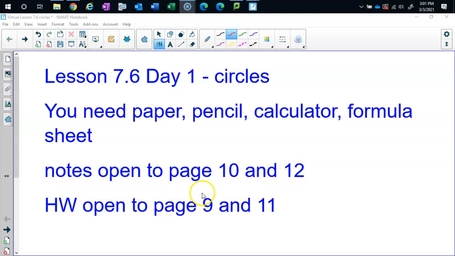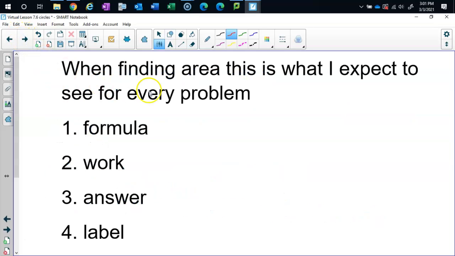And your homework is going to be on 9 and 11, and we're only going to do a few problems on those pages. And then we are also going to do some on paper when we get to the classwork. All right, the other thing that you need to have on your desk is this paper. It reminds you what you should be doing for every single problem. Formula, work, answer, label. Okay, guys, that needs to be on your desk. At this point, it should be a habit.